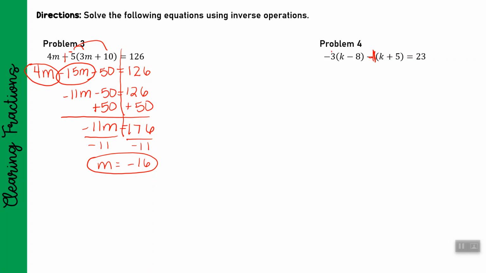So we're going to distribute this -3 here. We always stop distributing when the parentheses stop. And then we're going to distribute this -1 here. So I'm going to get -3k plus 24.